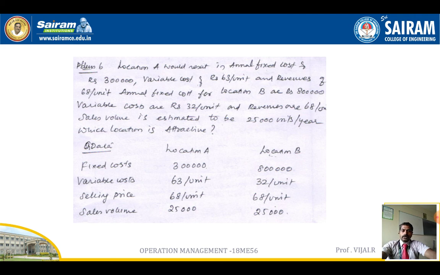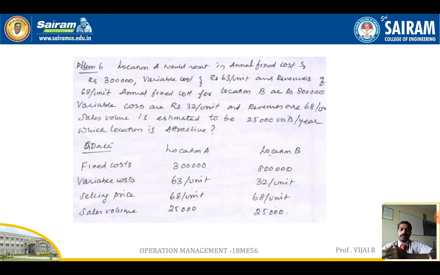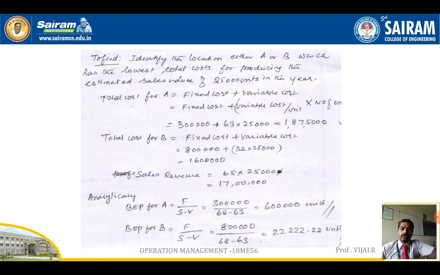So for location A and location B, we calculate first. Total cost for A is equal to fixed cost plus variable cost into number of units. Like that, for total cost for B, we have to find fixed cost plus variable cost into number of units. Each and every data is already given. Fixed cost for A is 3 lakhs, for B is 8 lakhs. Variable cost is 63 per unit here, 32 per unit there. Selling price is 68 per unit for both, and sales volume is common to both.